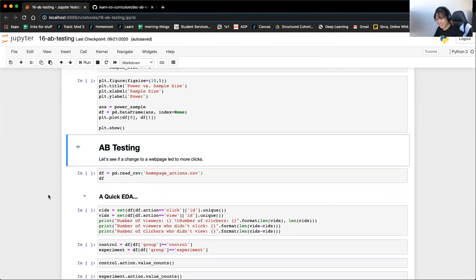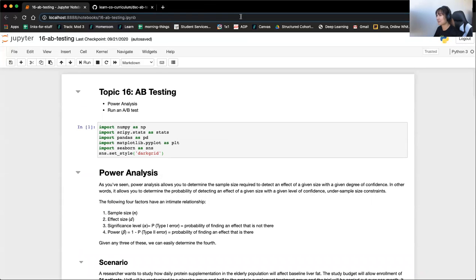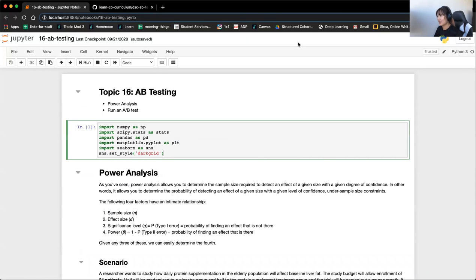Cool. Before I get started, any other questions? Awesome. So this is the first time we've seen a notebook in a while. And we're going to start with power analysis.